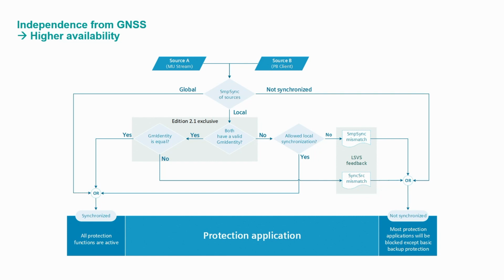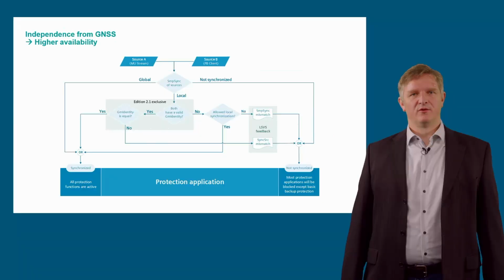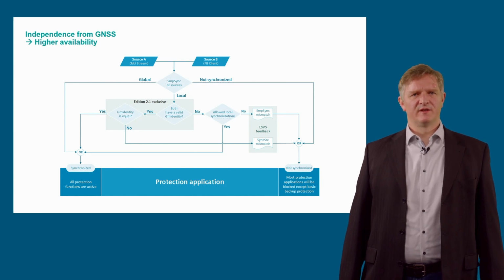As already mentioned, IEC 61850 edition 2.1 strongly recommends the use of the PTP grandmaster identity field. The used CPTEC 5 devices are following this recommendation and providing with it a higher availability by independence from a global navigation satellite system synchronized PTP time source. How is this achieved?